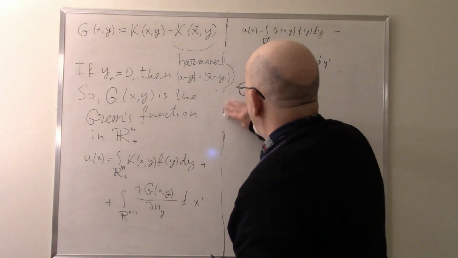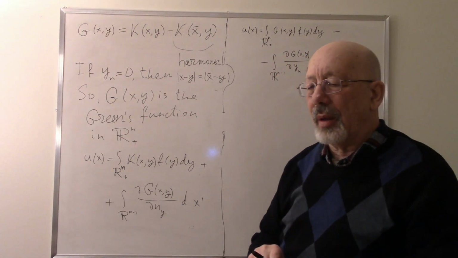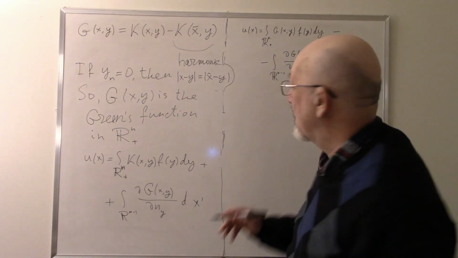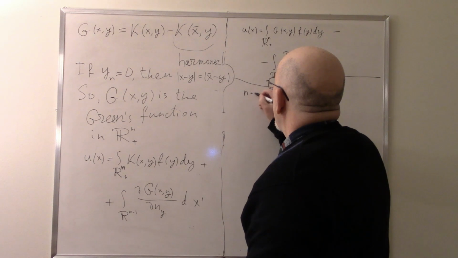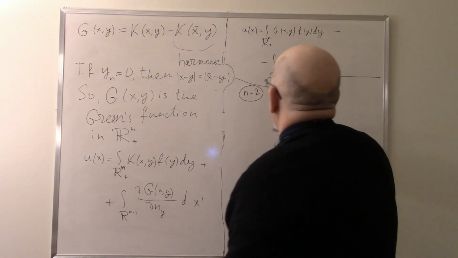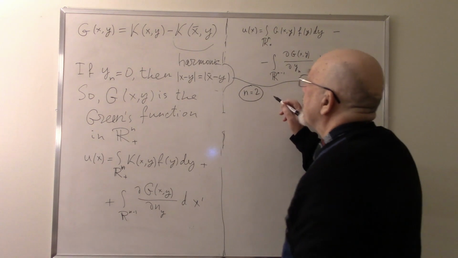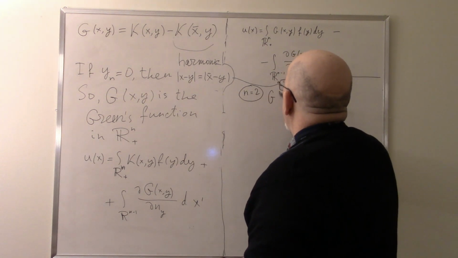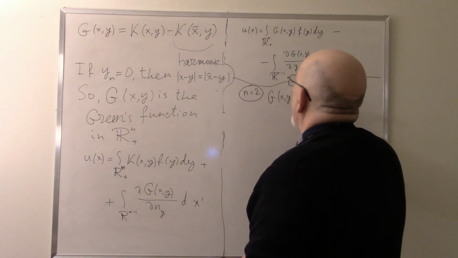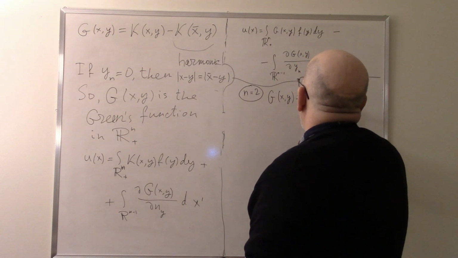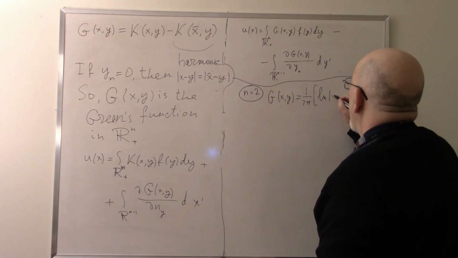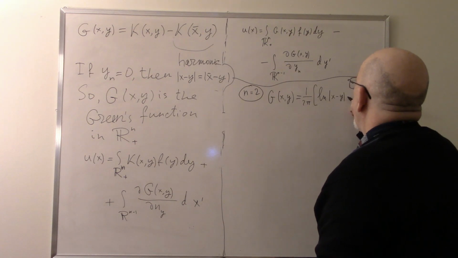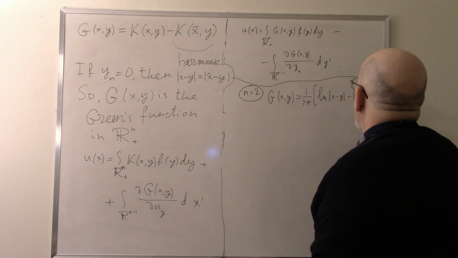Let us consider separately the case of 2 dimensions and more than 2. So n equals 2. Then our function g of x, y equals 1 over 2 pi logarithm modulus x minus y minus logarithm modulus x bar minus y.